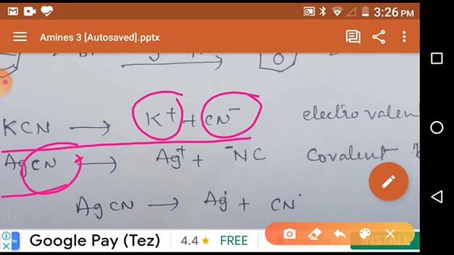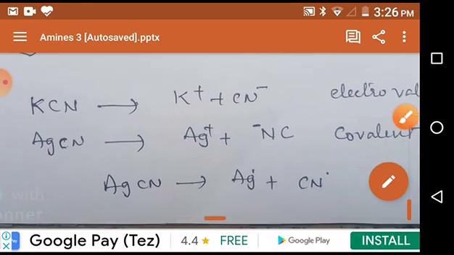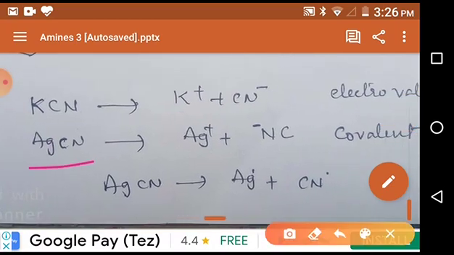Why? Because carbon is attached to silver. Silver cyanide has a covalent bond between silver and carbon, with less ionic percentage, so ionization doesn't take place completely. That's why the cyanide group attacks from nitrogen, as carbon is linked to silver. That's why we get isocyanide. This is the important thing.